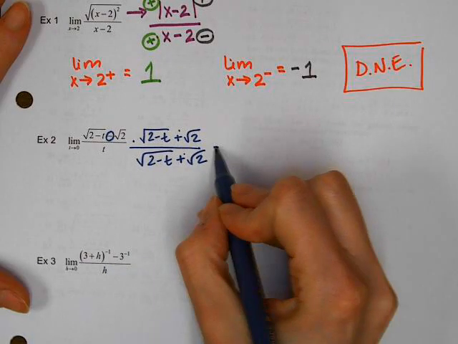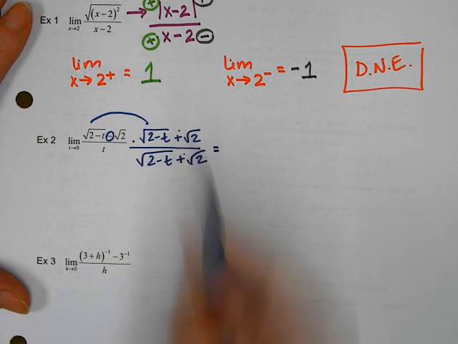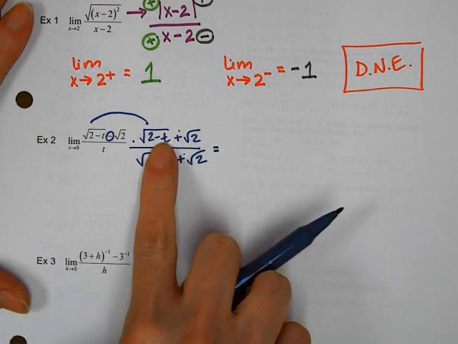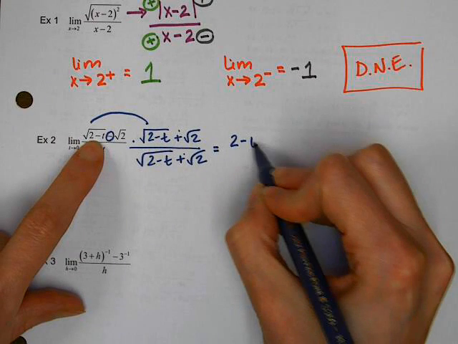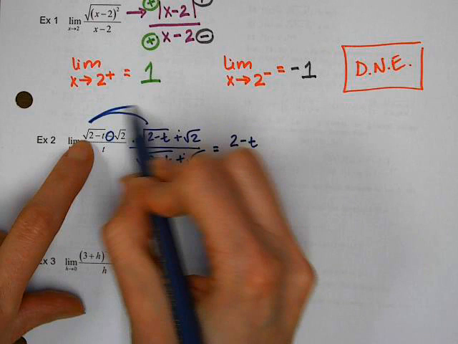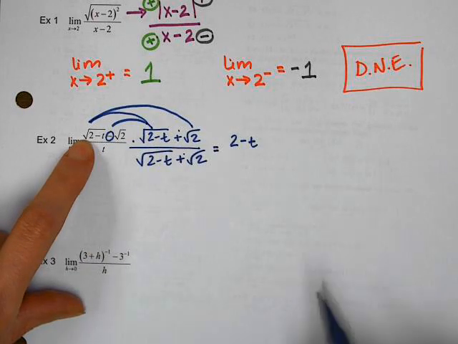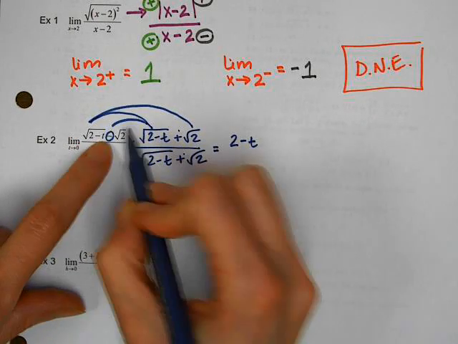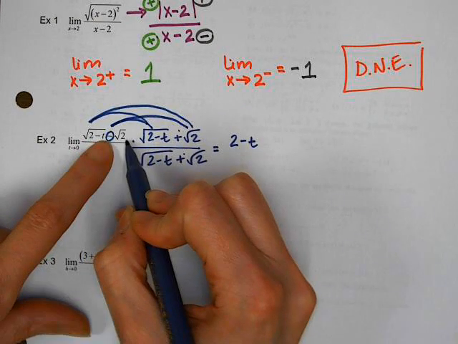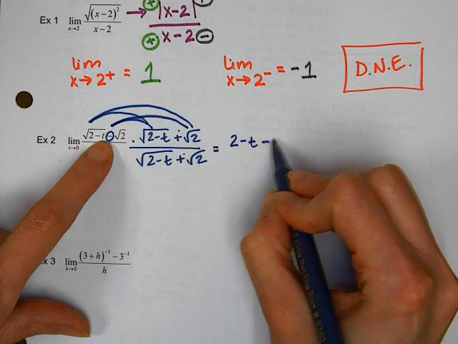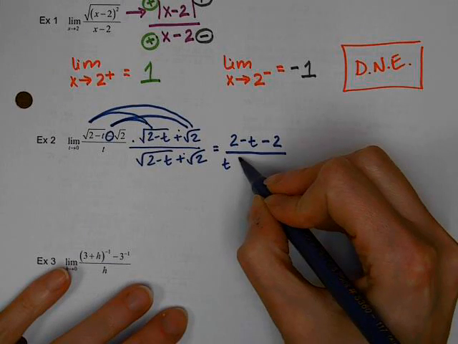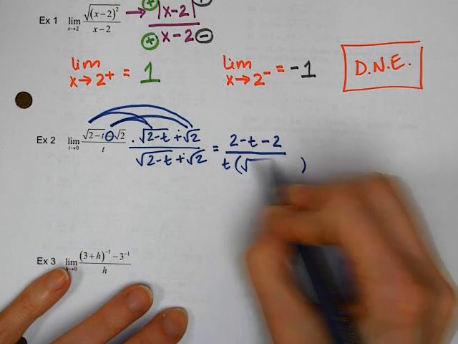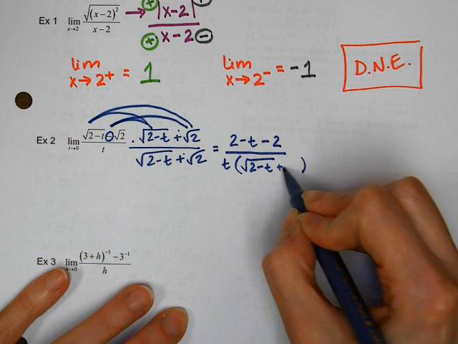All right, so you guys know how to do conjugates. We're going to FOIL the top. A root times itself will just become 2 minus t. And then the inners and the outers are going to cancel, so I'm just going to skip that. And then the last, negative root 2 times positive root 2 is just negative 2. And then in the denominator, I'm actually not going to distribute. I'm going to leave them separate. t times root 2 minus t plus root 2.